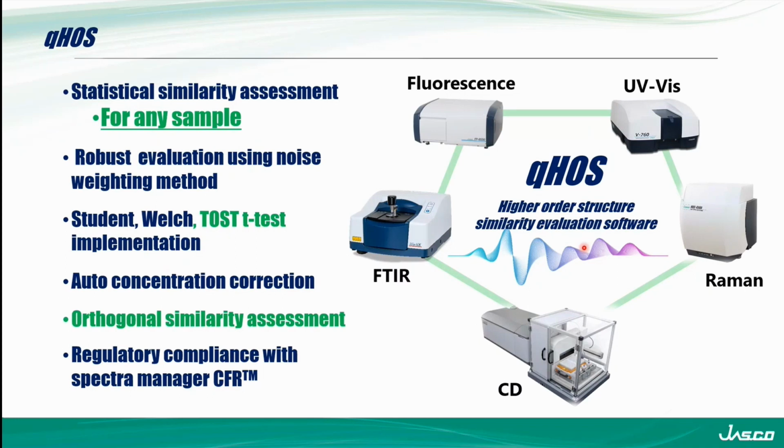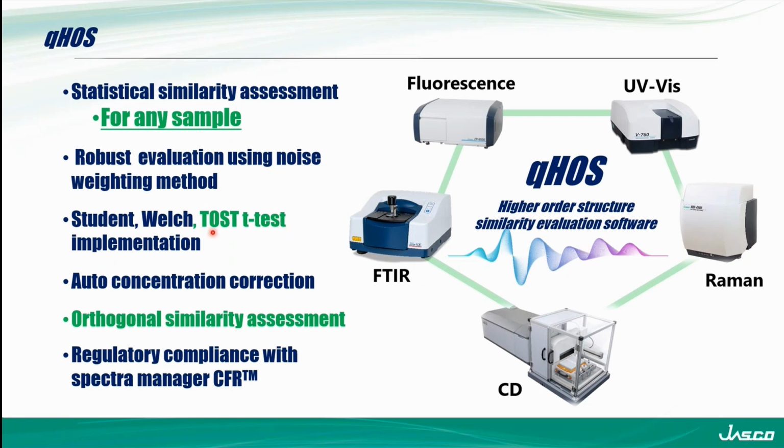And so with that, I'd like to cap off by giving the highlights of the qHOS software again. In this case, we did statistical analysis for the similarity of monoclonal antibodies. But I really want to specify that this can be done with any sample, right? If you can collect a spectrum of it and you can collect enough, you can develop a reference data set for any type of molecule, including very simple ones. This software can really be used to do statistical analysis of any type of material, not just monoclonal antibodies.